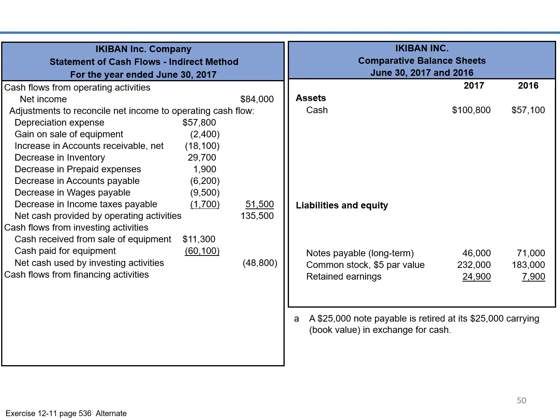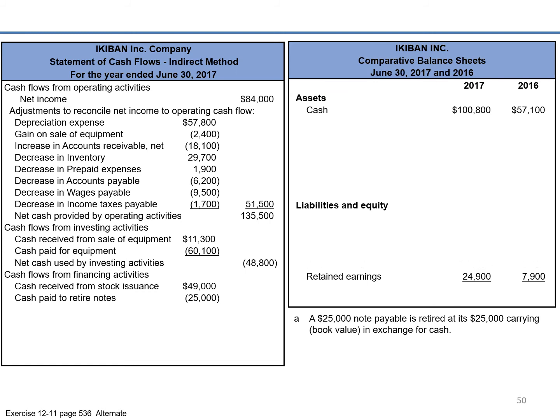Okay, so note payable is retired for $25,000 book value in exchange for cash. So our cash is going to decrease by the amount that we had to pay to retire our note payable, right? 25,000. Then we have common stock increased by, what is that? $49,000. So common stock that we issued is going to increase our cash, $49,000. That one goes away.